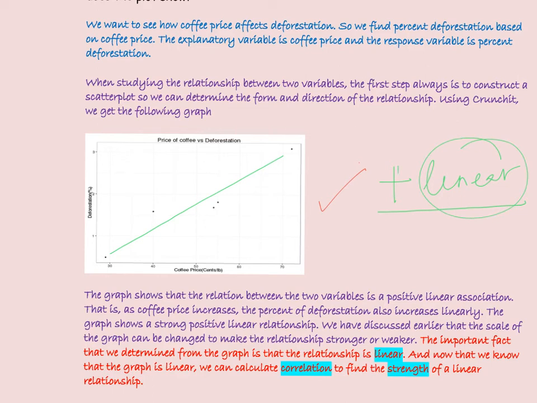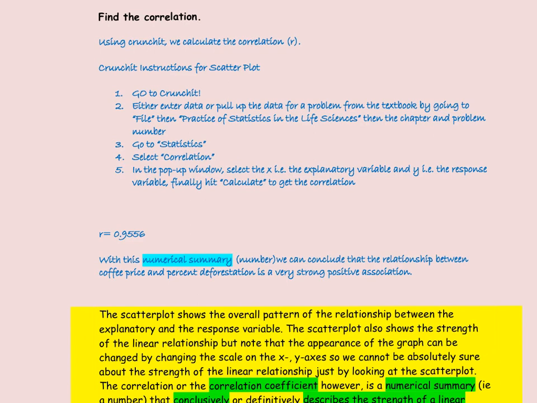Now that we know that it's a linear relationship, we can go ahead and calculate the correlation coefficient, which will give us the last word on the strength of that linear relationship. So from the scatter plot, we noticed that the relationship was positive linear. We also saw that the relationship was strong. But remember that unless we know what the correlation is, we cannot say for sure that it is a strong relationship. We need to see the number, which is more concrete than the graph, which can be manipulated by changing the scale. So we use Crunch It, going to statistics and then correlation and selecting the two variables, and we hit calculate to find the correlation.